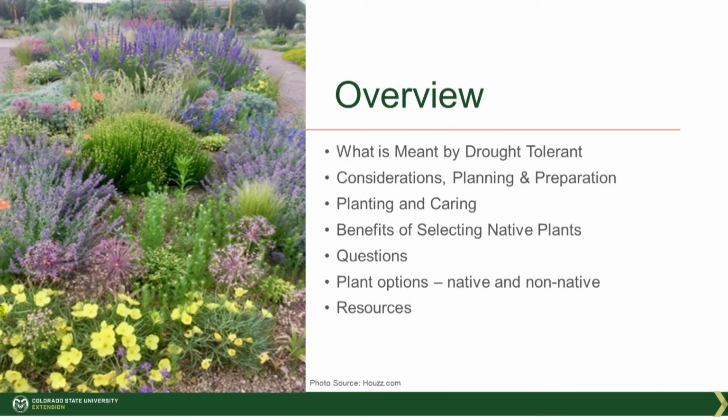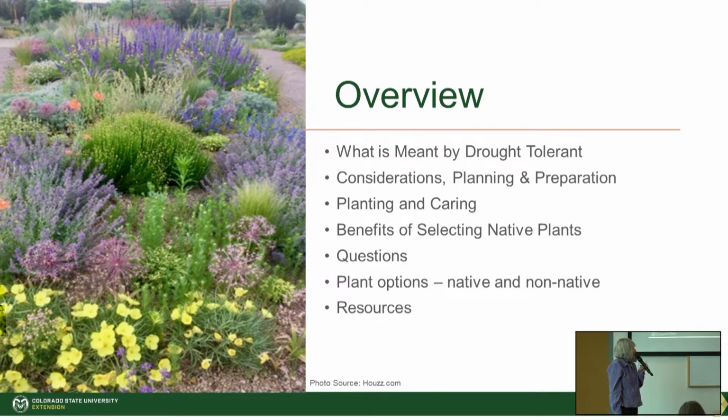What we're going to cover today. What do we mean when we say drought tolerant? Things that you would care about. Planting. Benefits of selecting native plants. And then we'll have a Q&A, but you can ask questions along the way anyway. And then we'll go through some plant options, both native and non-native, and we will provide you some resources.